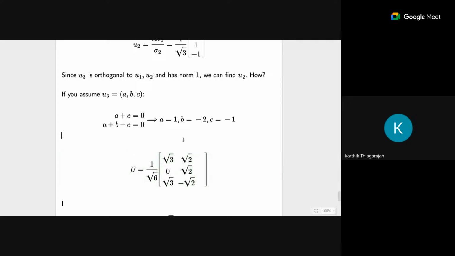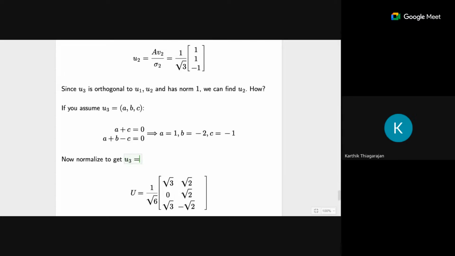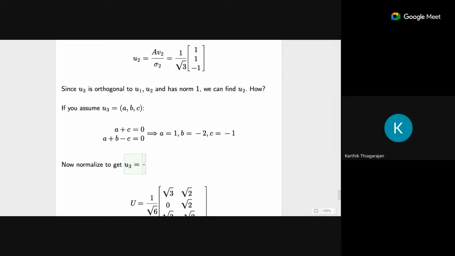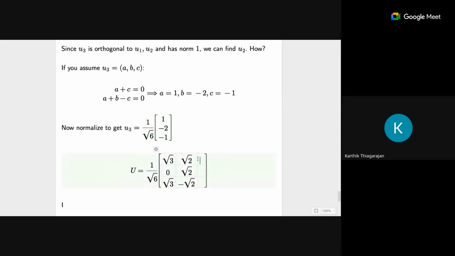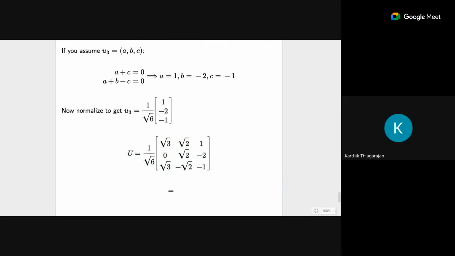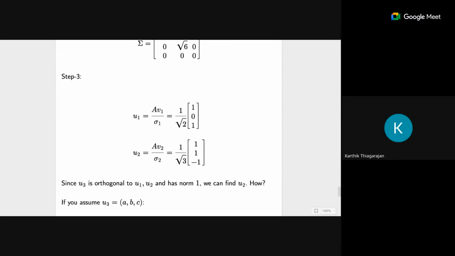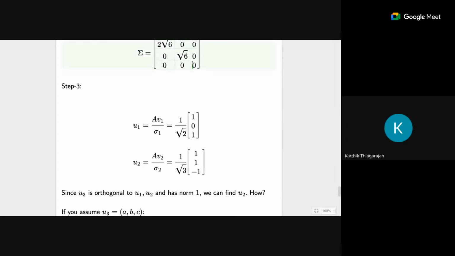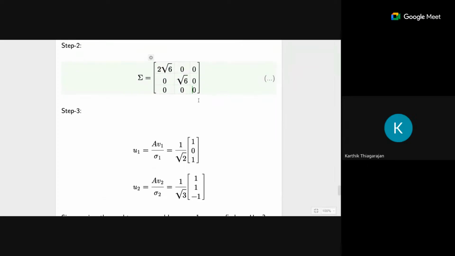Now normalize to get u3 equal to 1 by root 6 times 1, minus 2, minus 1. Now you can fill this: it's 1, minus 2, minus 1. There is anyway a root 6 outside. So that is U. Did everyone get this example? Why we did this example was to see what happens when you have one of the singular values as 0.